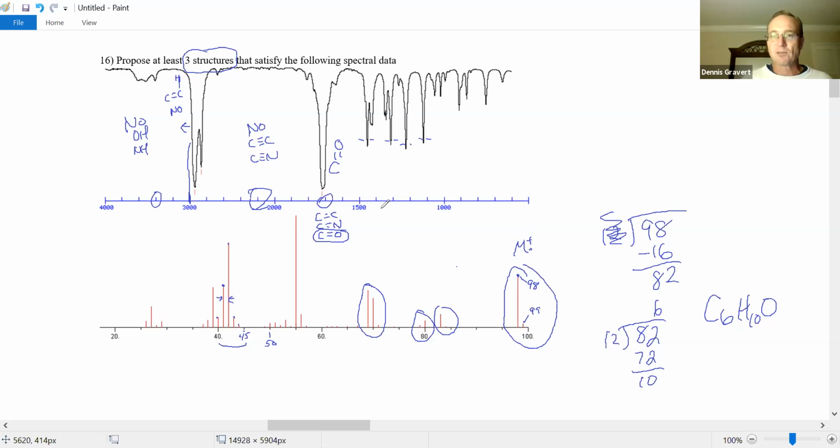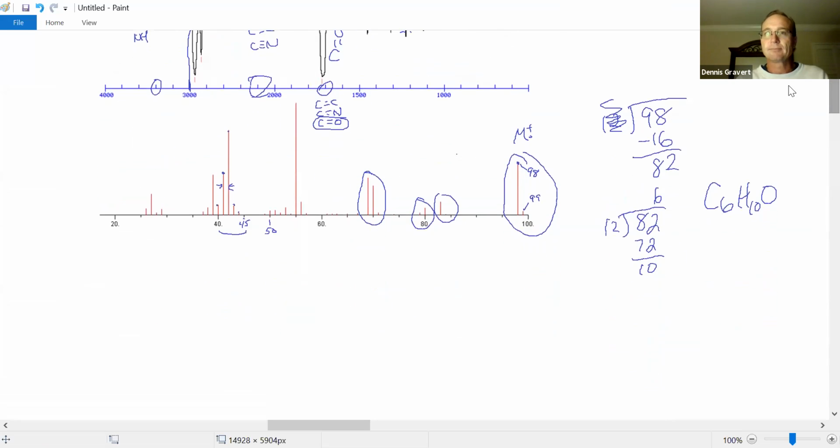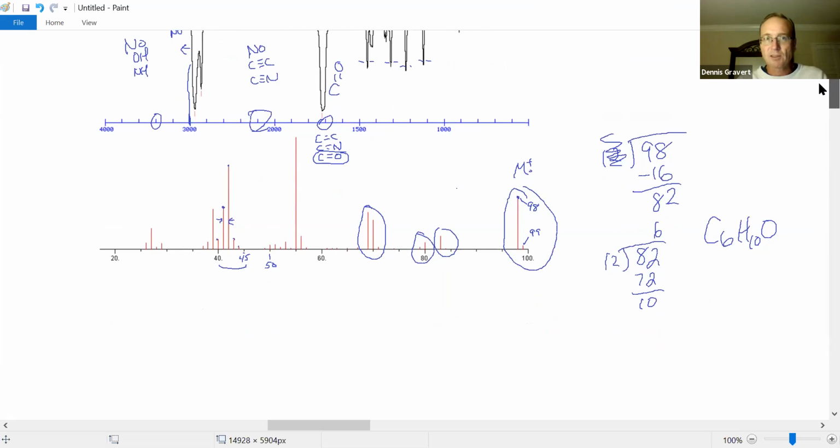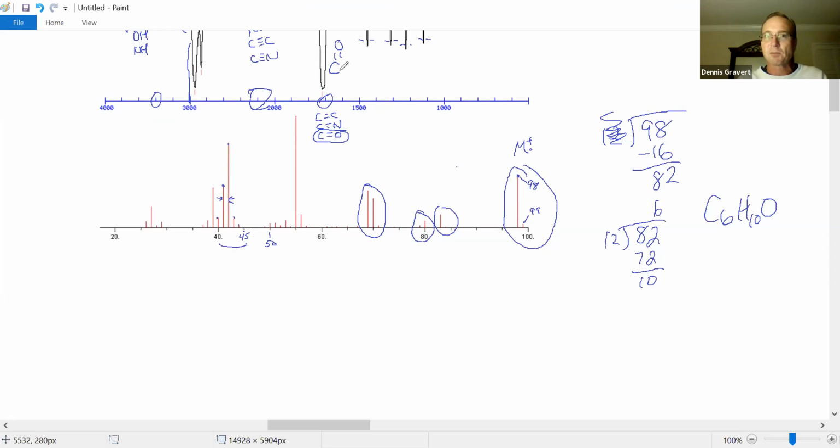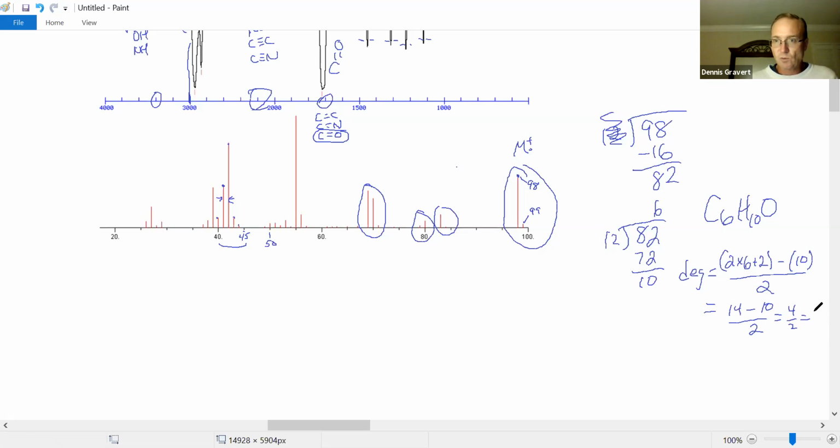What else do we know? Well, let's go find out if there's more degrees. I wanted more room on the screen, but I don't want to lose this information. I have to make sure my structure has a C double bond O and none of the other functional groups. Let's count the degrees: 2 times 6 plus 2, minus 10, no adjustment for oxygen, divided by 2. 2 times 6 is 12, plus 2 is 14, minus 10 is 4, over 2, which is 2.